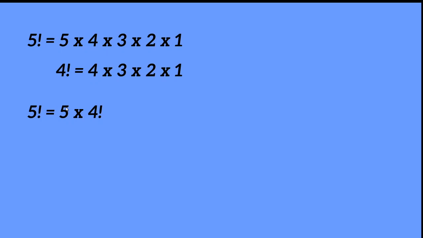So if I have 152 factorial, instead of writing 152 into 151 into 150 into 149 into 148 and so on, I can just write it as 152 factorial is equal to 152 into 151 factorial. End of story.